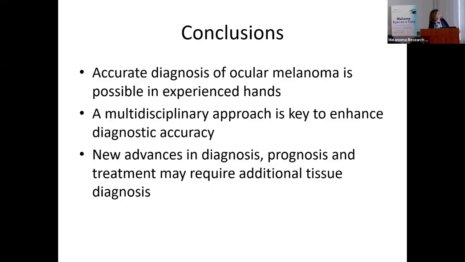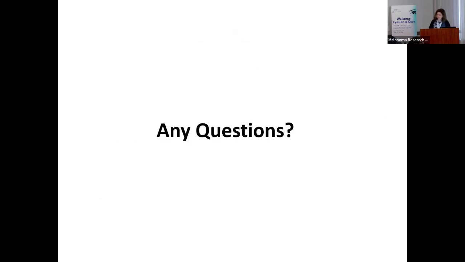And the conclusions of my talk are that you can make a diagnosis of ocular melanoma, that we need to use every tool that's available to us, and it needs to be a multidisciplinary approach where we work really closely with our clinical colleagues. And sometimes we need to get tissue for diagnosis, and sometimes, as you already know about, for prognosis.